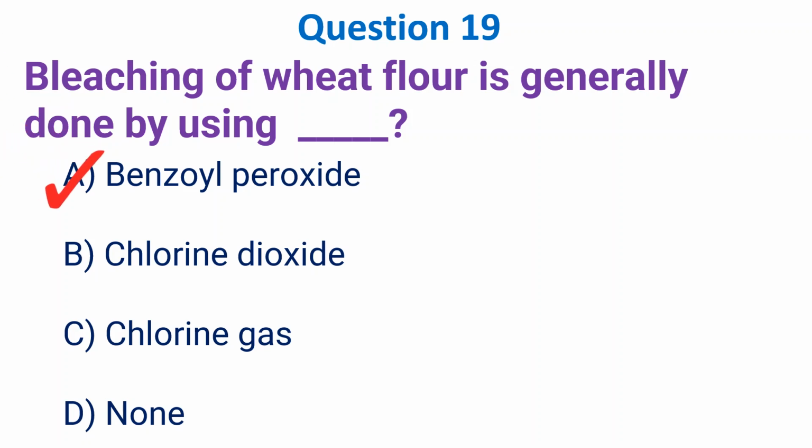Benzoyl peroxide is an additive which is used in bleaching the wheat flour. It oxidizes the naturally occurring carotenoids in the flour, which normally gives a yellowish tint to the untreated flour. The other options, such as the chlorine dioxide, it is a gas which is used to sanitize the fruits and vegetables. Chlorine gas is used to disinfect the vicinity, that is the area where the food is being prepared, and the equipments. So here our correct option is benzoyl peroxide, which acts as a bleaching agent in wheat flour.